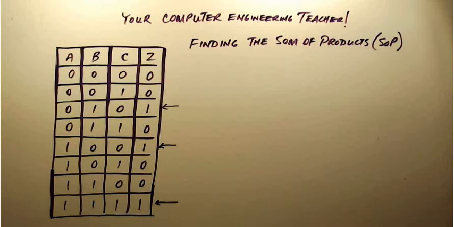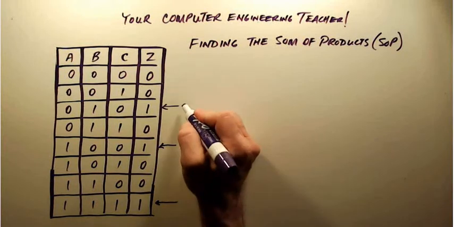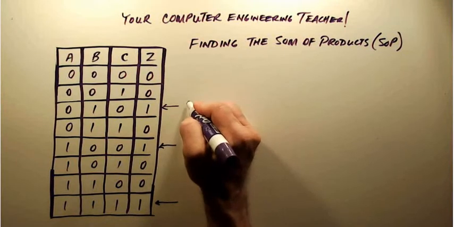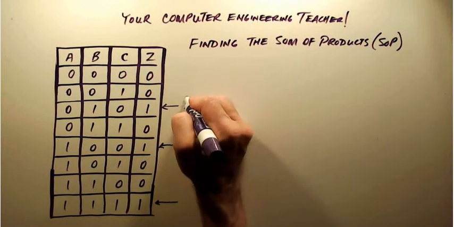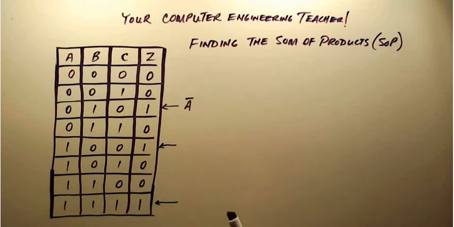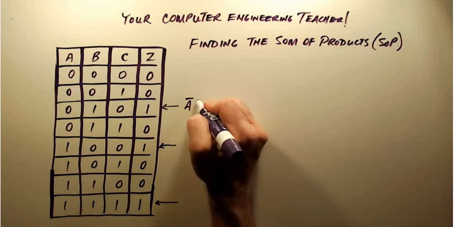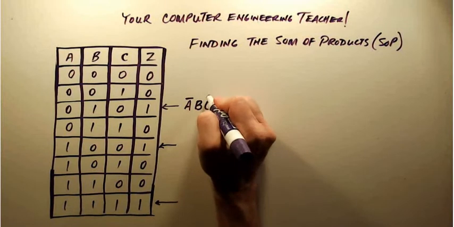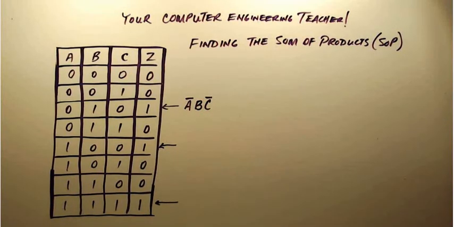That's step number 1. Step number 2 is we are going to identify the expression. And to do that, we have to look at, for example, this one here. For this high output, A is low. So to show A as low, we write A naught, or the complement of A. B is high. And C is low. So the expression for that is A naught times B times C naught.